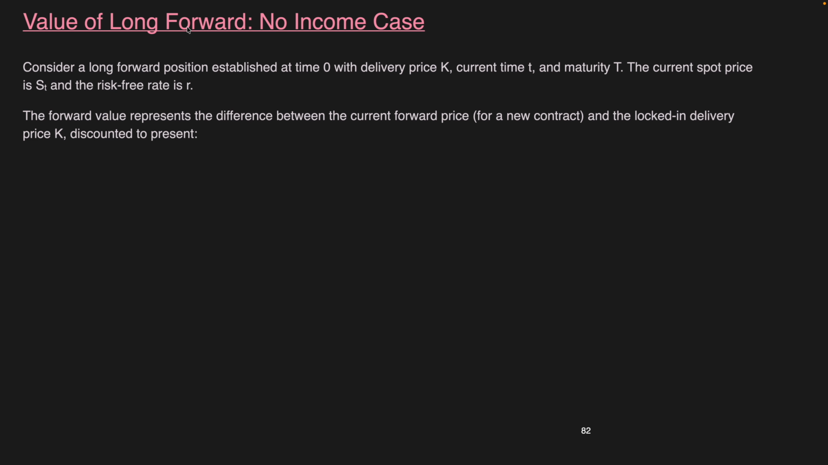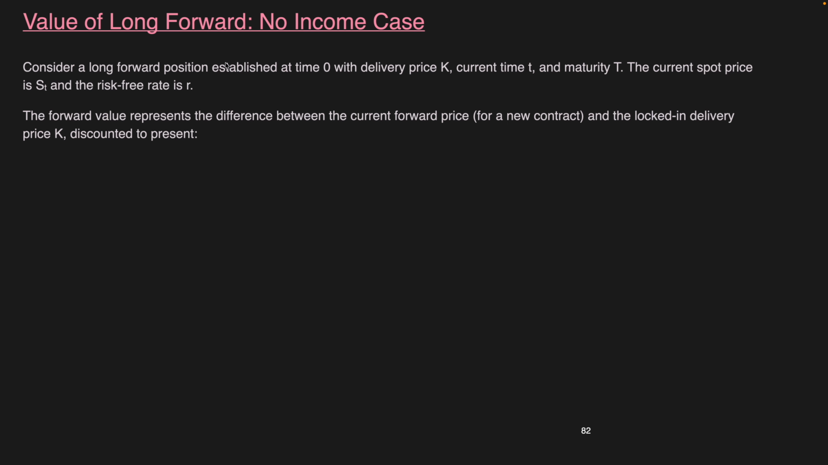Let us understand the value of a long forward contract with no income case. Let us analyze this with the help of an example. We have a long forward position which is established at time 0 with the delivery price K. So at time 0 we have agreed upon to pay a price K for an asset to be taken as delivery by us. The current time is small t and maturity is capital T. If we consider maturity as 6 months, the small t will always be less than capital T. So small t can be 2 months, 1 month, 20 days or something like that.